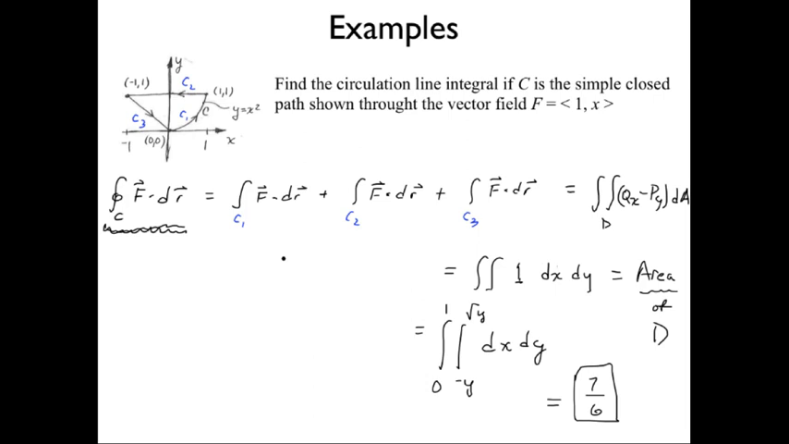That just would have been evaluating a line integral. So if it says use Green's theorem, that means you're going to do something else besides what it's telling you to do. And then by Green's theorem, they're equal. Does that make sense? Okay. Questions on this example?